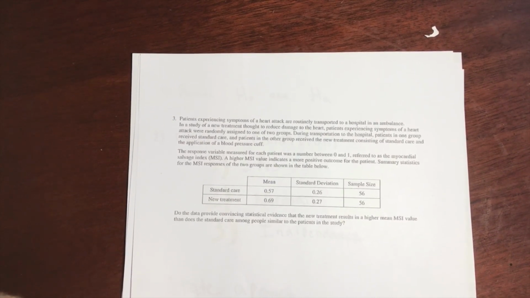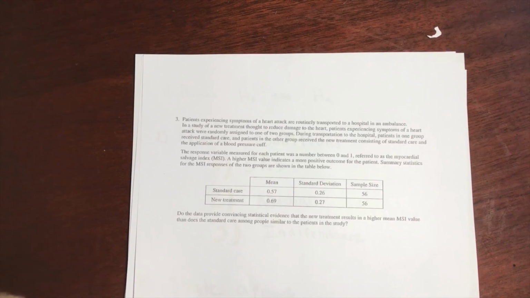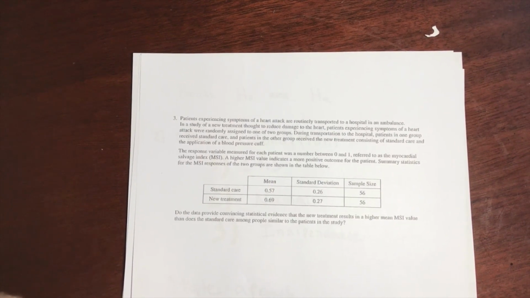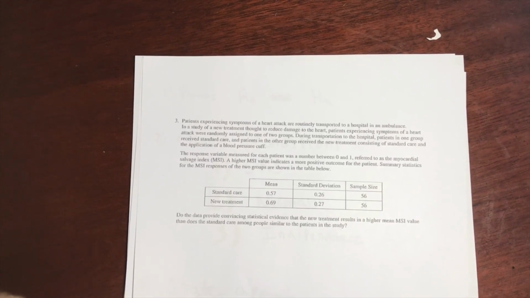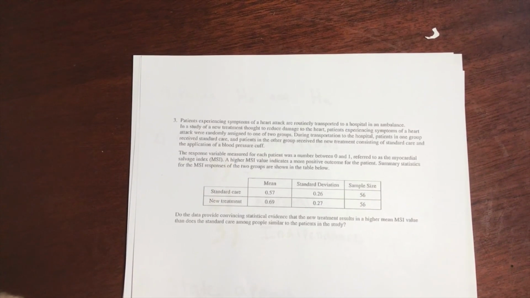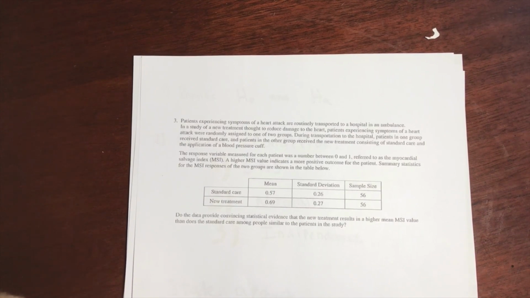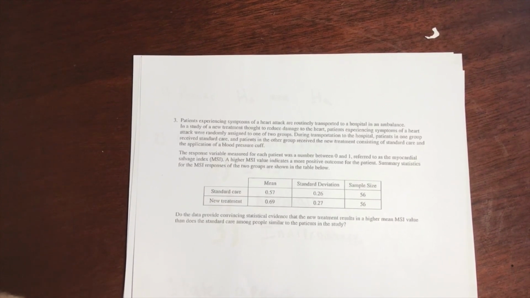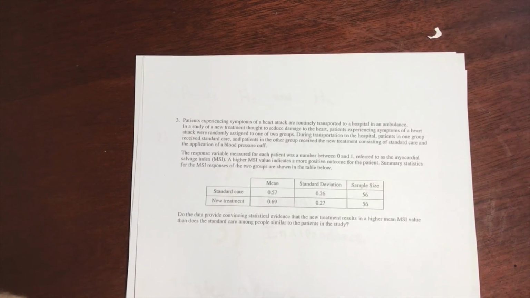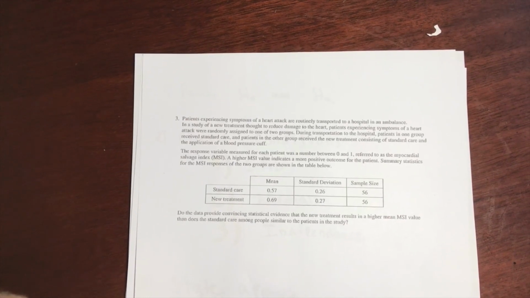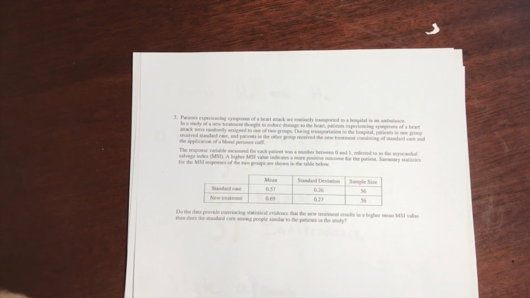During the transportation to the hospital, patients in one group received standard care and patients in the other group received a new treatment, consisting of standard care and application of a blood pressure cuff. The response value measured for each patient was a number between 0 and 1, referring to the cardiac salvage index, MSI. A higher MSI indicates a more positive outcome for the patient. Summary statistics for the MSI response of the two groups are shown in the table below.